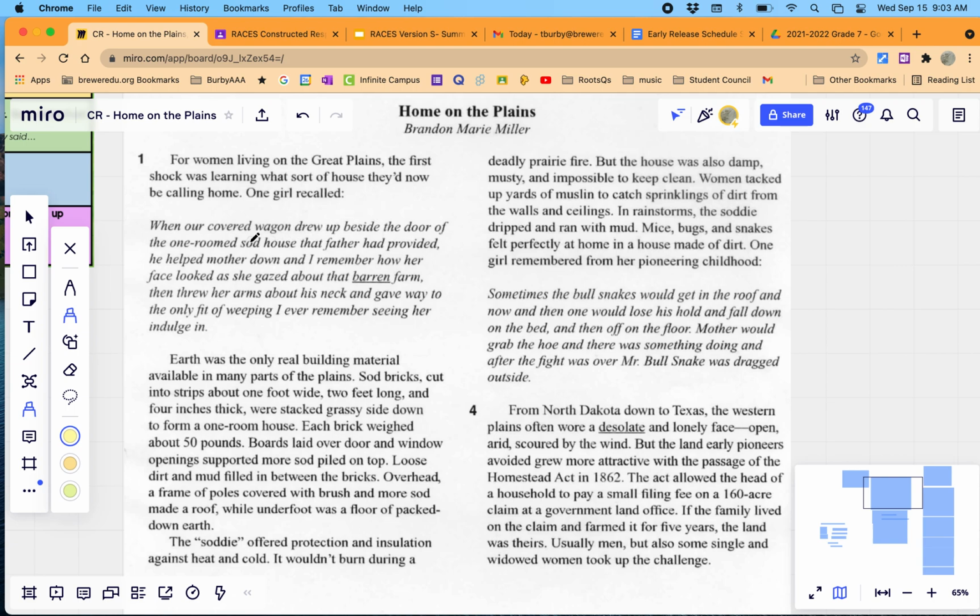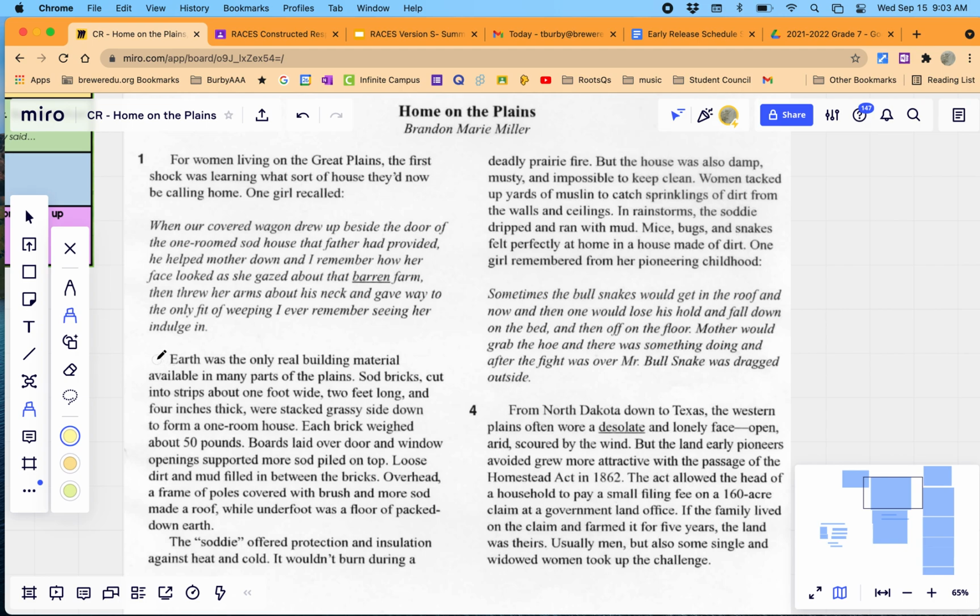One girl recalled, "When our covered wagon drew up beside the door of the one-roomed sod house that Father had provided, he helped Mother down, and I remember how her face looked as she gazed about that barren farm, then threw her arms about his neck and gave way to the only fit of weeping I ever remember her indulge in." Well, it says that Mama wasn't happy about that house, but it doesn't tell us a positive or a negative. And I suppose you could say the mom's reaction was negative, but we're not going to put that in there. This is still just very general information.